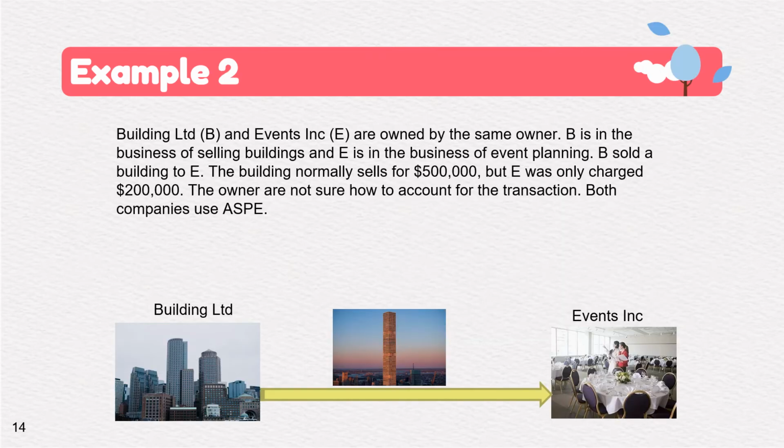So now let's look at our second example. Building Limited and Events Limited are owned by the same owner. Building is in the business of selling buildings, and E is in the business of event planning. B sold a building to E. The building normally sold for $500,000, but E was only charged $200,000. The owner is not sure how to account for this transaction, both companies are using ASPE. So to summarize, it's basically one company sold a building to another company. So how are you going to account for this?